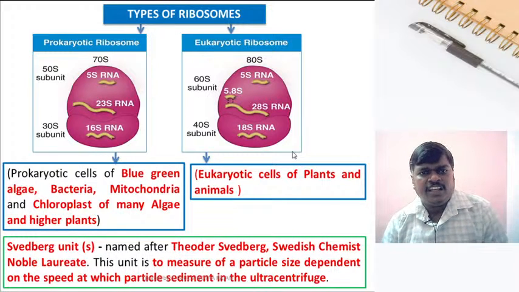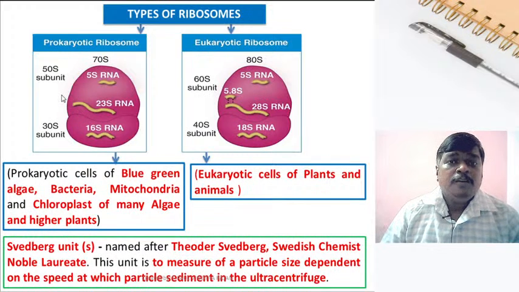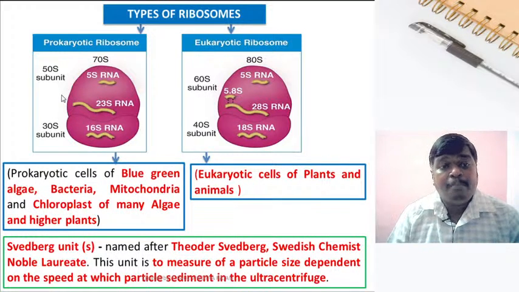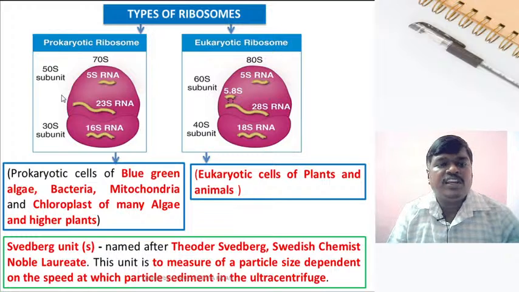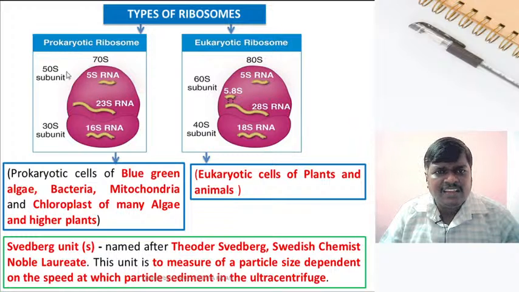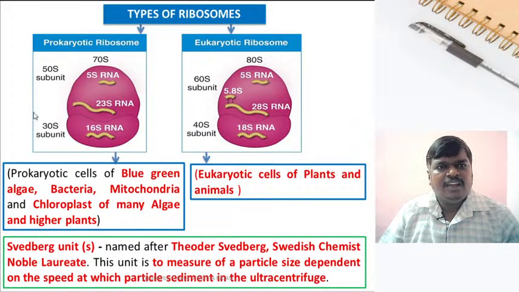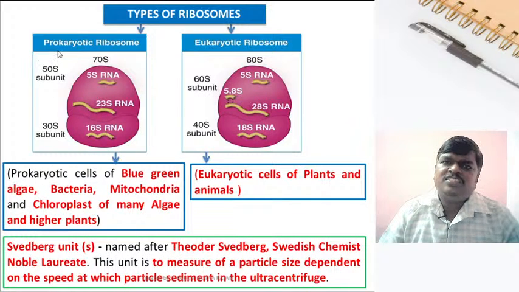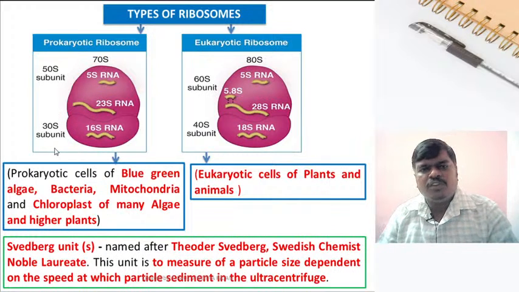Next is the prokaryotic ribosomes. Prokaryotic ribosomes are present in prokaryotic organisms like blue-green algae and bacteria, and in mitochondria. In the chloroplast of many algae and higher plants, we can see that 70S type ribosomes are present. This 70S type contains 5S RNA similar to 80S, 23S RNA and 16S RNA. The largest subunit is the 50S unit and the smallest subunit is the 30S unit. This is about the types of ribosomes.